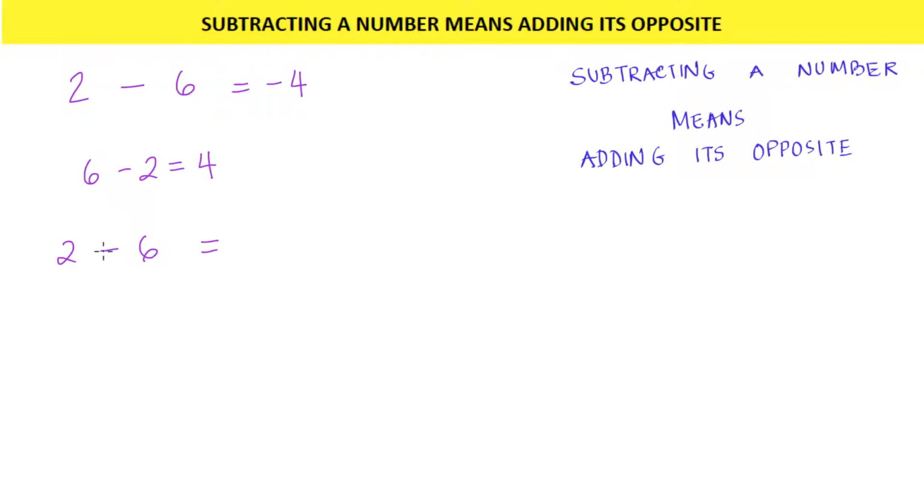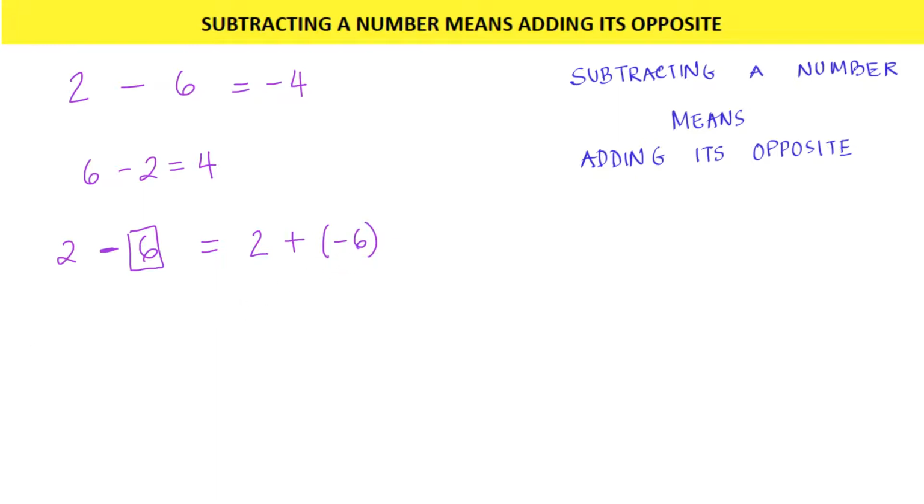And the minus, according to the definition, instead of the minus, you're adding. So the 2 stays as it is. The minus becomes plus because you're adding, and since this is the number that's being subtracted, you're now going to add its opposite. You're going to add negative 6. And how much is 2 plus negative 6?